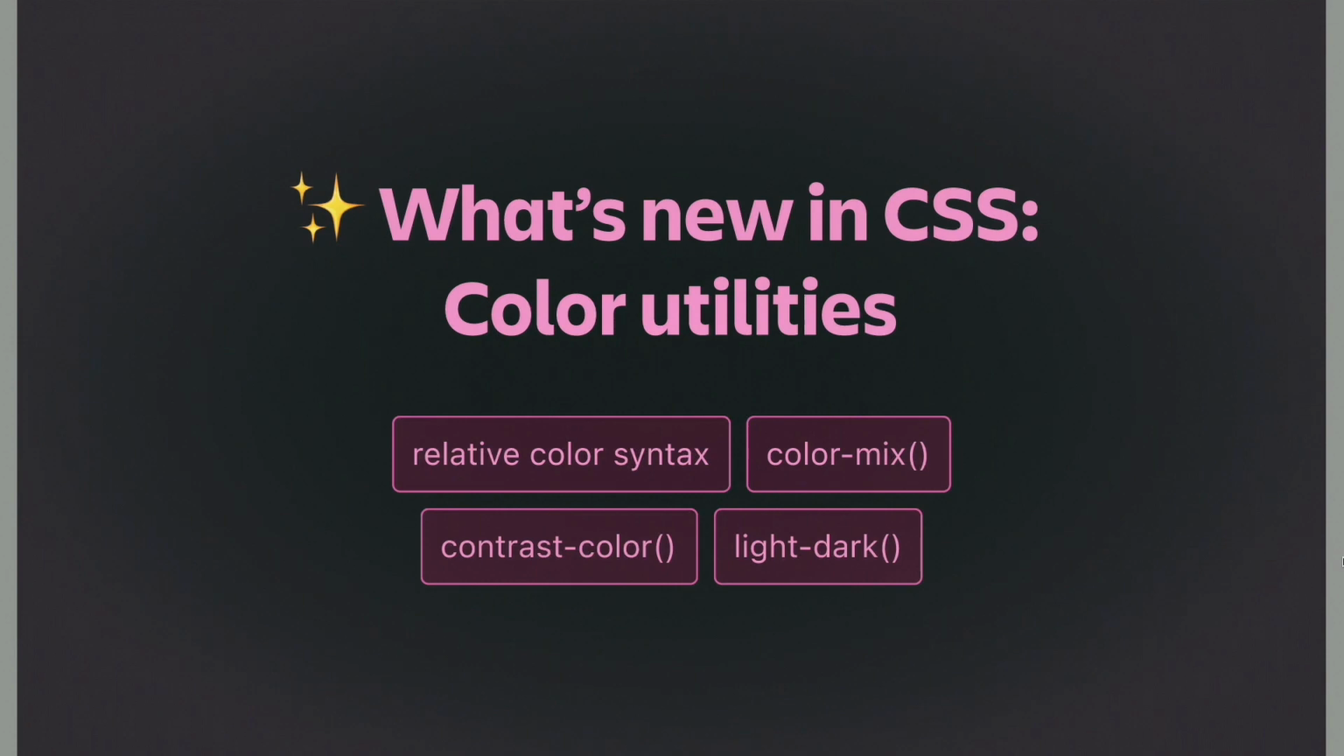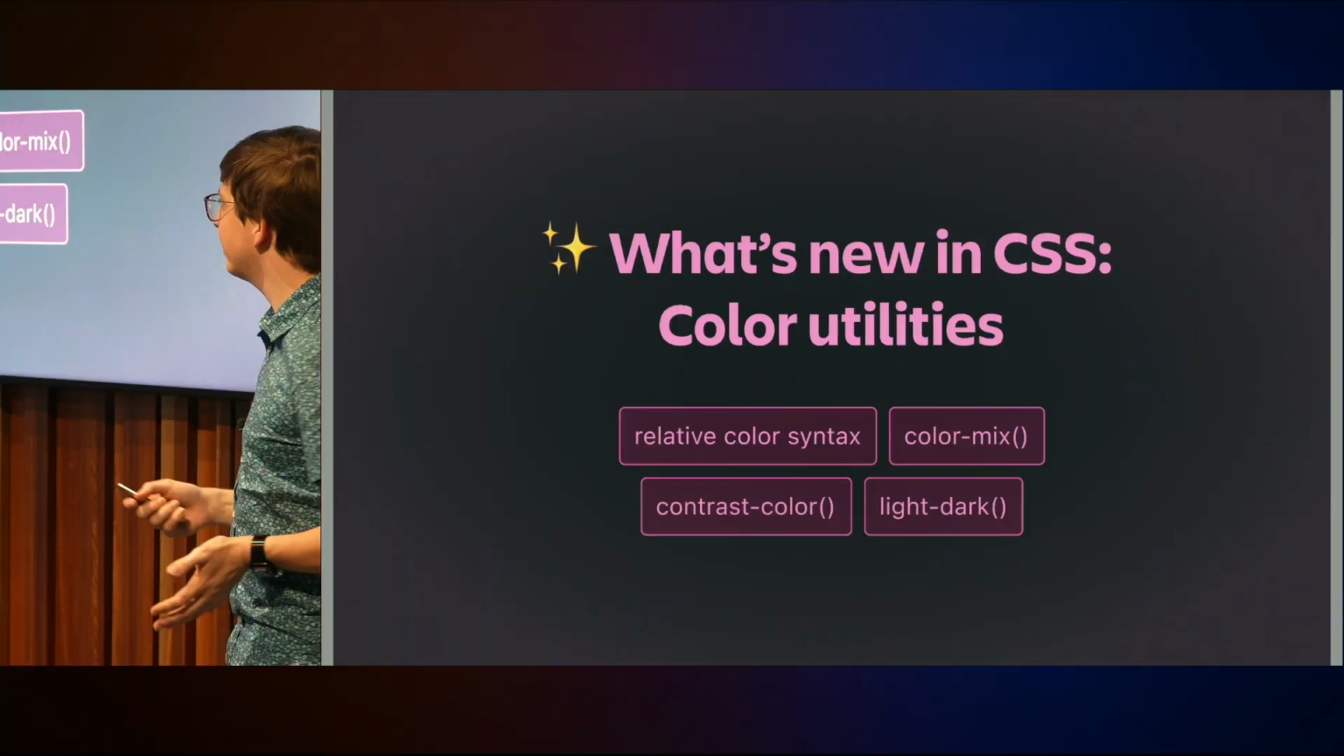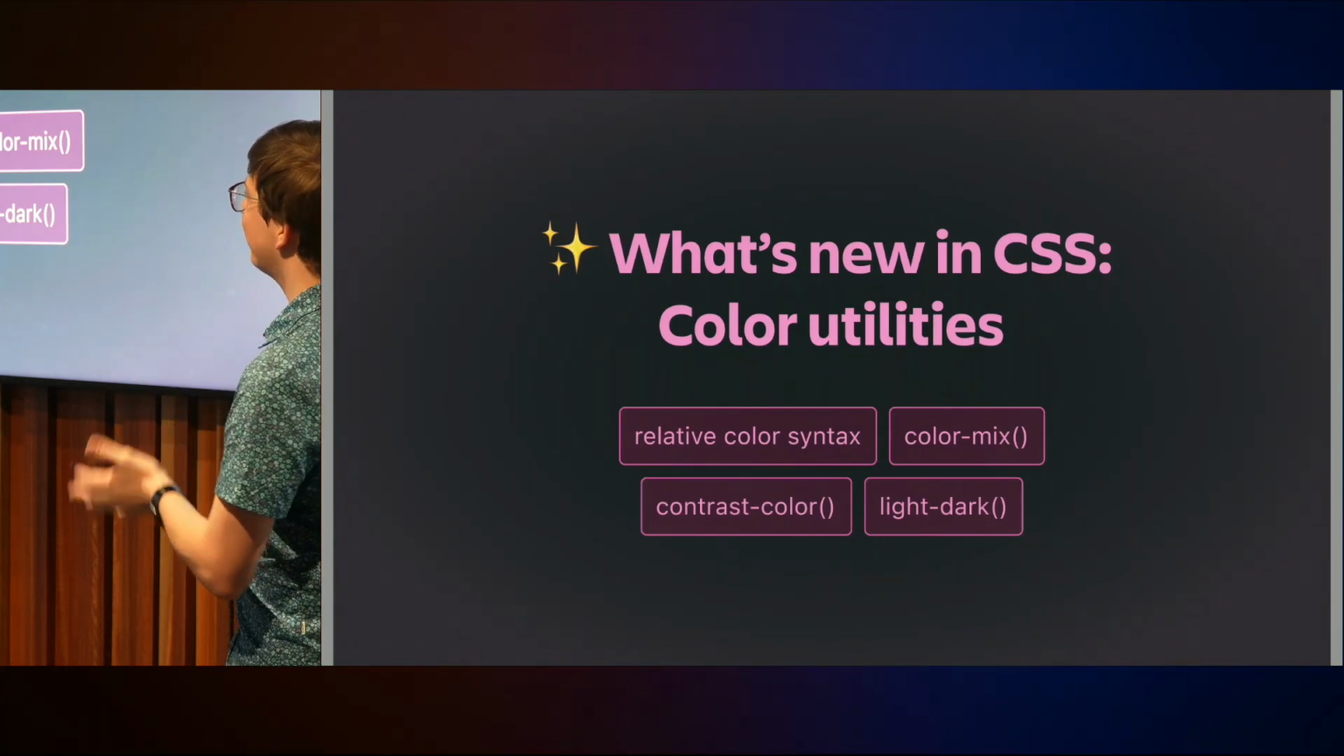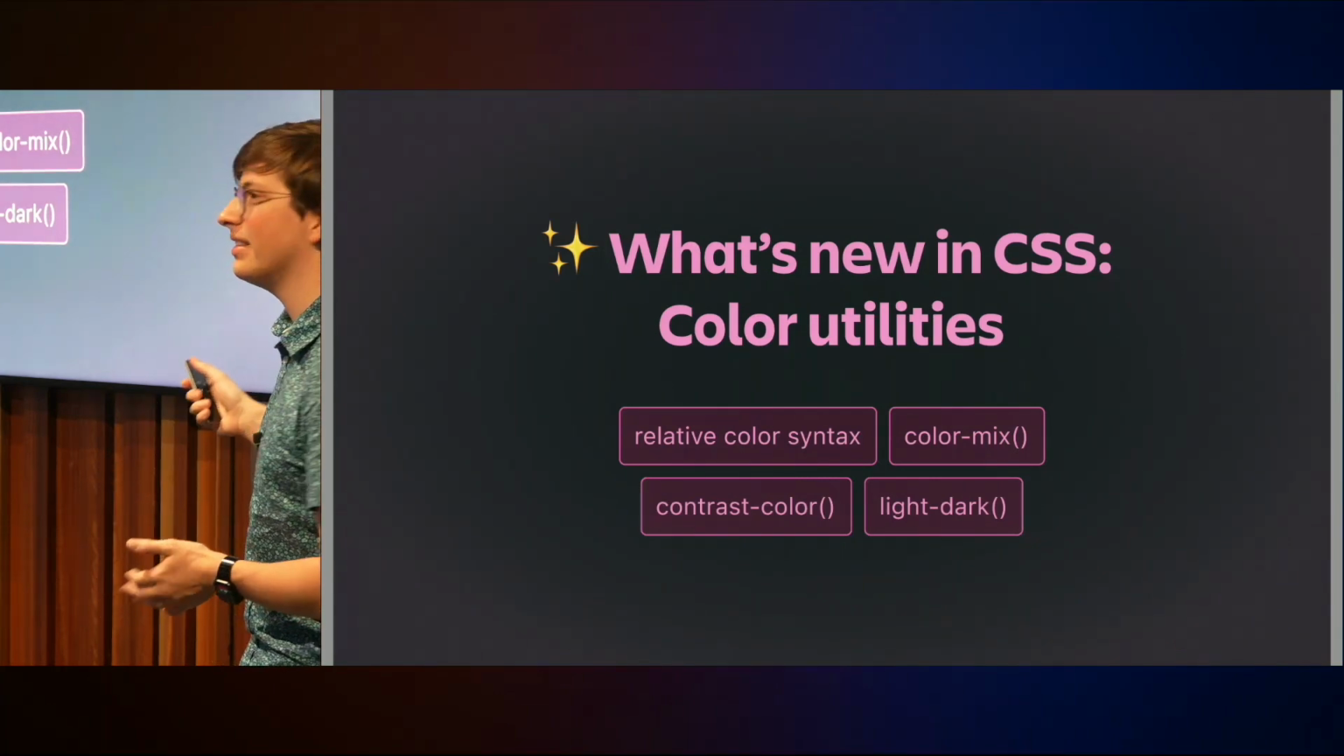Okay, I've gotten past the color theory bit. I've gotten past the color spaces. Let's get into some exciting syntax and features. So what's new in CSS? Color utilities. Let's get into them.